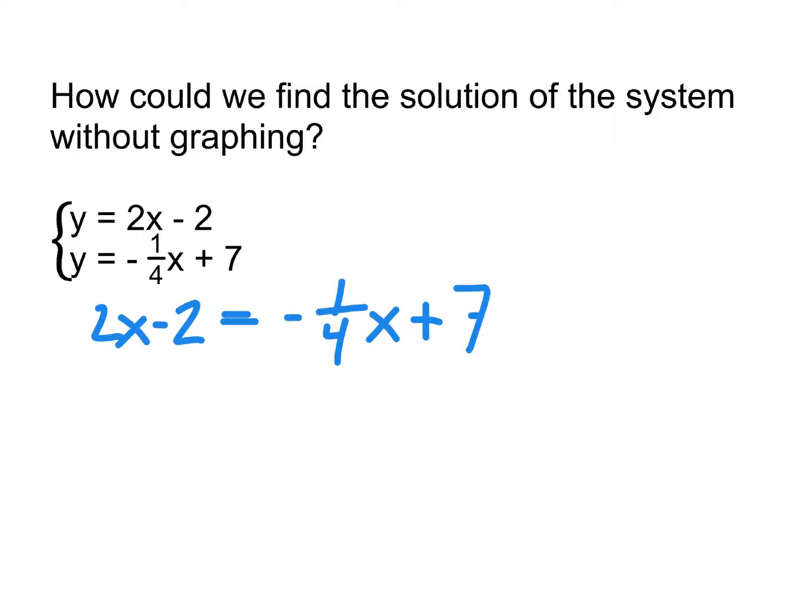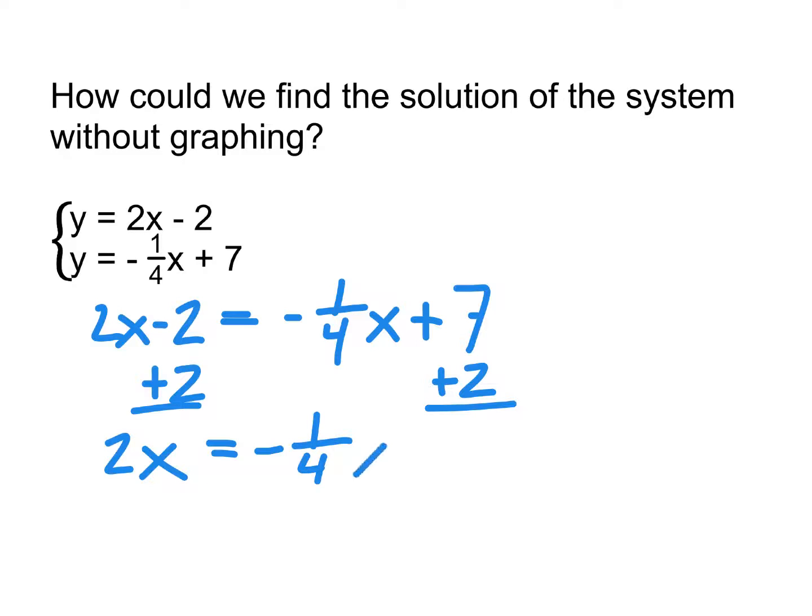Yes, I do want to see every step. What are you doing to both sides? I'm going to go ahead and add 2 to both sides. You didn't have to start it by doing this way, but I think it's the one that makes the most sense at the start. On the left side, that just leaves me with 2x. On the right side, that leaves me with negative 1/4 x plus 9.